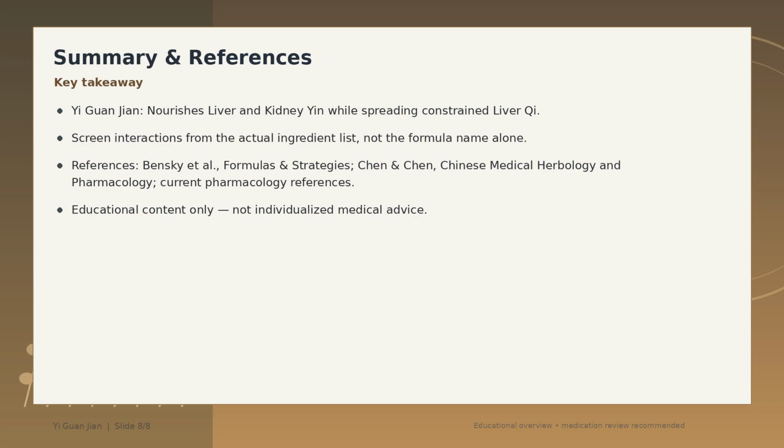In summary, Yi Guan Jian is best understood as a pattern-based prescription, whose action is to nourish liver and kidney yin while spreading constrained liver qi. The key safety principle is targeted interaction screening plus objective monitoring when risk is plausible.